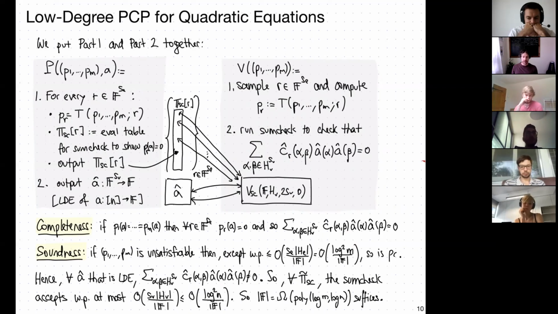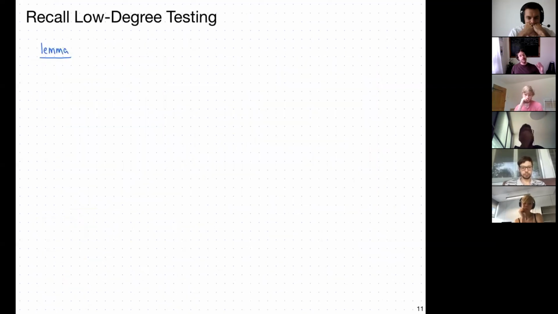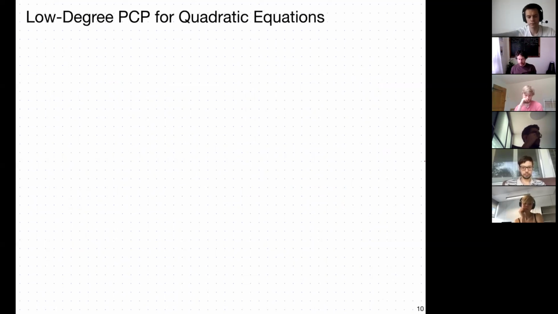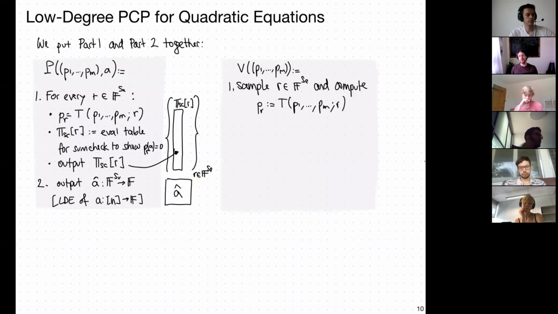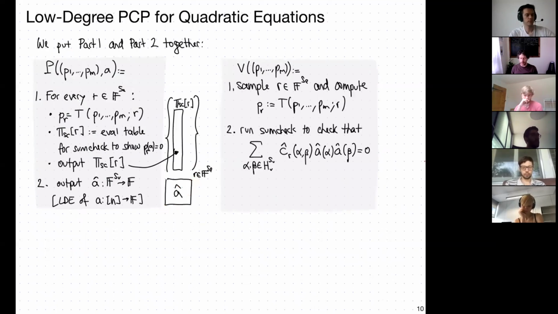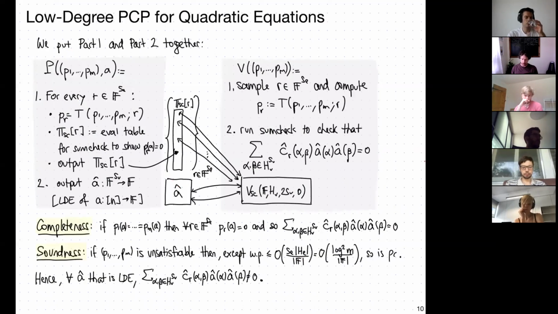Okay, so that's that. And now we need to deal with the last thing, which is: who promised us that the prover actually sent us this low degree extension? Because in the real world, the prover can send anything that she or he would like.